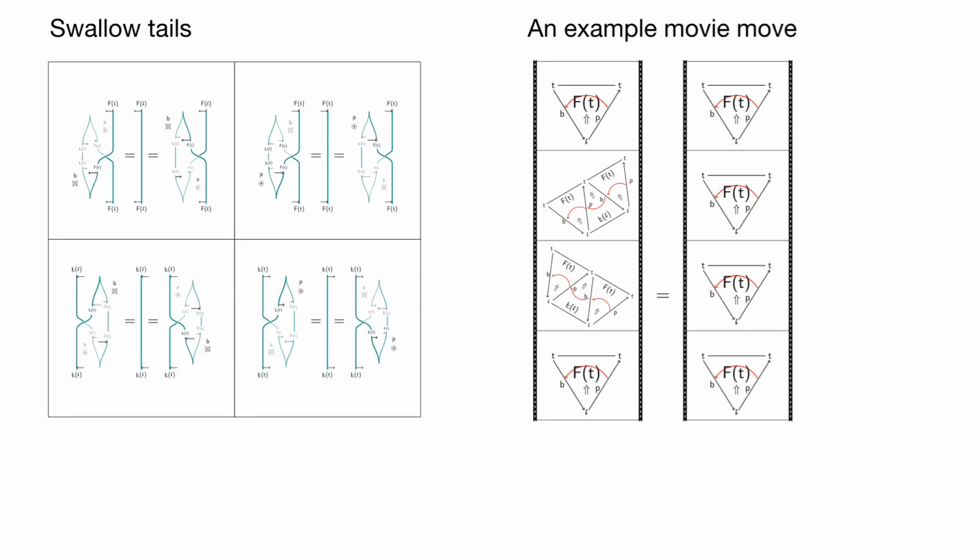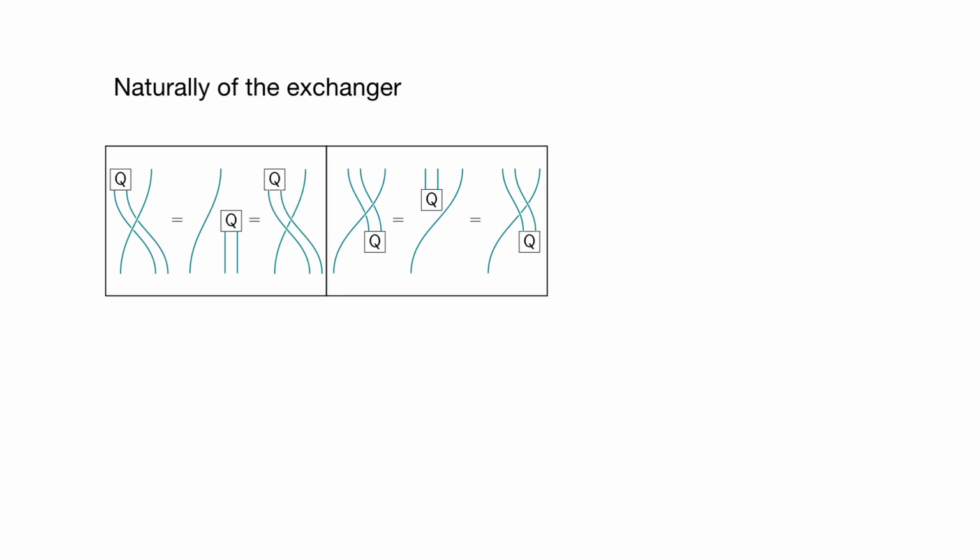For swallowtails, there are 4 types of swallowtails here, and here is an example movie move of the swallowtails. I'm sorry, there are actually 8 types of swallowtails. It's just that they're mutually comparable to identities. The naturality of the exchanger in this context is always expressed like this, and the reason is that there are never any arcs emanating out of a birth or a death or a cusp. So that's how naturality looks for the exchanger.